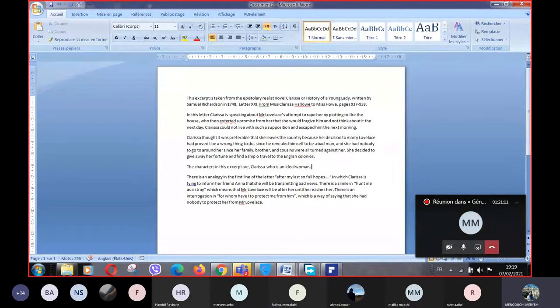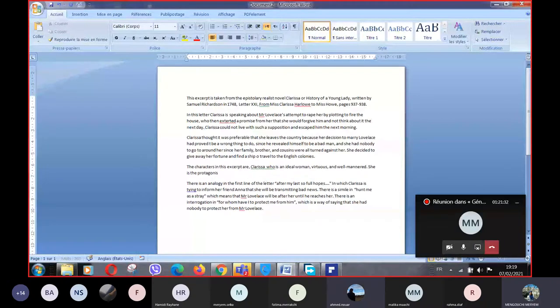Okay. Now let's speak about her position in the novel. She is the protagonist. Round or flat? Round. Why? The main round. Because she narrates in a letter to her friend what happens to her and describes her own emotions.